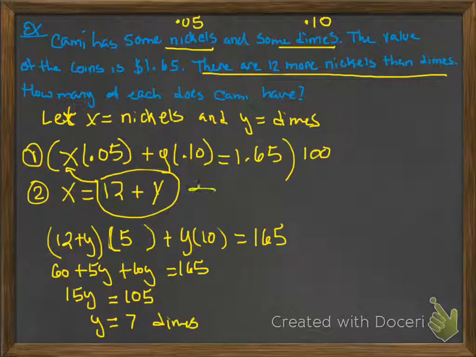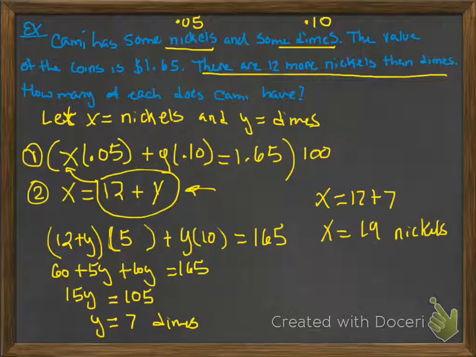And I can go and plug that into here and have x is equal to 12 plus 7, x is equal to 19 nickels. So the little piece that I did right here is I multiplied that entire equation by 100 to move my decimal places 2 spots in every point. So that way I could work with whole numbers.